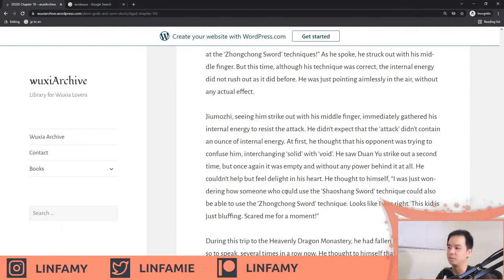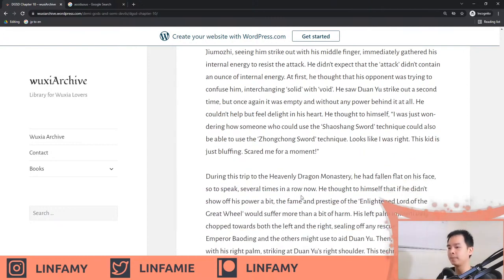At first, he thought that his opponent was trying to confuse him, interchanging solid with void. He saw Duan Yu strike out a second time, but once again it was empty, and without any power behind it at all. He couldn't help but feel delight in his heart. He thought to himself, I was just wondering how someone who could use the Shangyang sword technique could also be able to use the Zhongchong sword technique. Looks like I was right. This kid is just bluffing. Scared me for a moment.